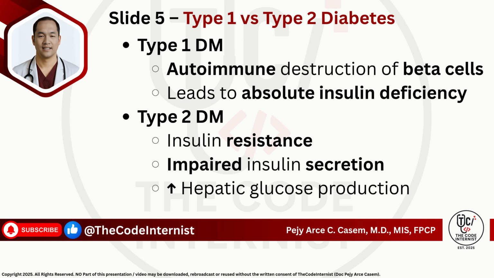In type 1 diabetes, the body's immune system mistakenly attacks the insulin-producing beta cells in the pancreas. As a result, the person can no longer make enough insulin. That's why we call it absolute insulin deficiency. Type 2 diabetes is more complex. It usually starts with insulin resistance, where the body's cells don't respond well to insulin. Then over time, the pancreas can't keep up, leading to reduced insulin secretion. On top of that, the liver releases too much glucose. All these contribute to high blood sugar levels.